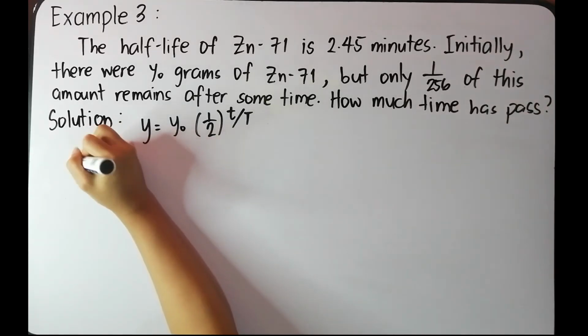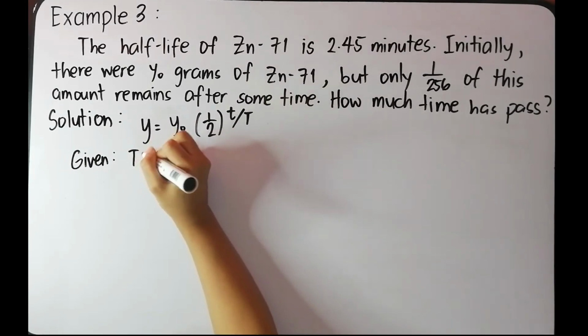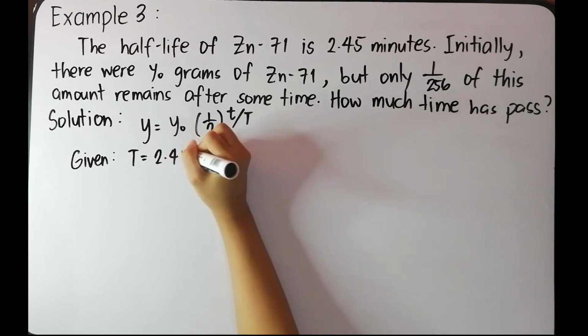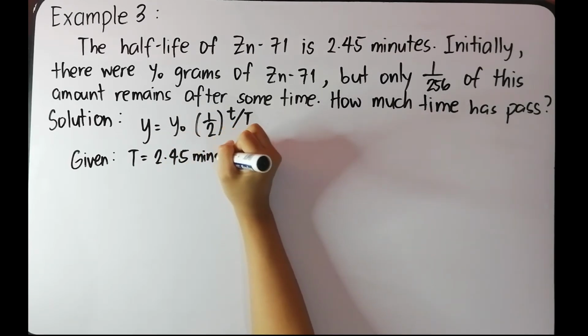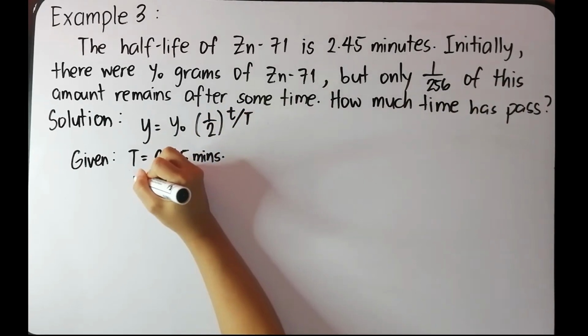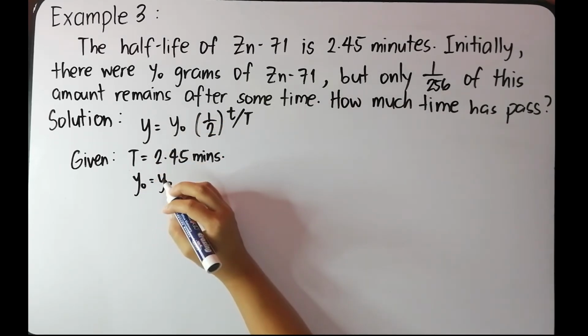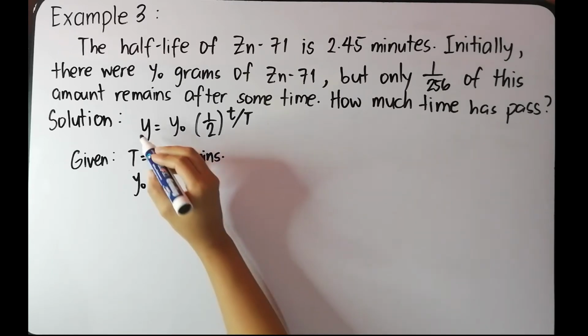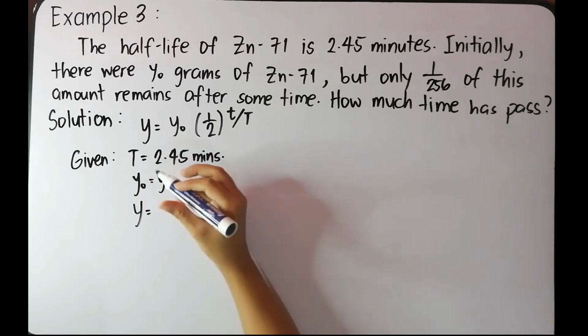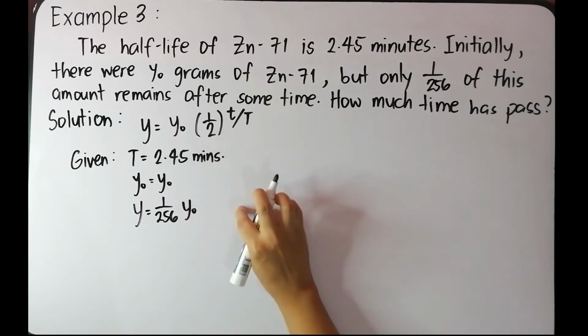So we have a given. Our given here, we have half-life, which is 2.45 minutes. Then it says here initially there were y sub 0. So our initial is y sub 0. But only 1 over 256 of this amount remains after some time. So that means our y is 1 over 256 of y sub 0.